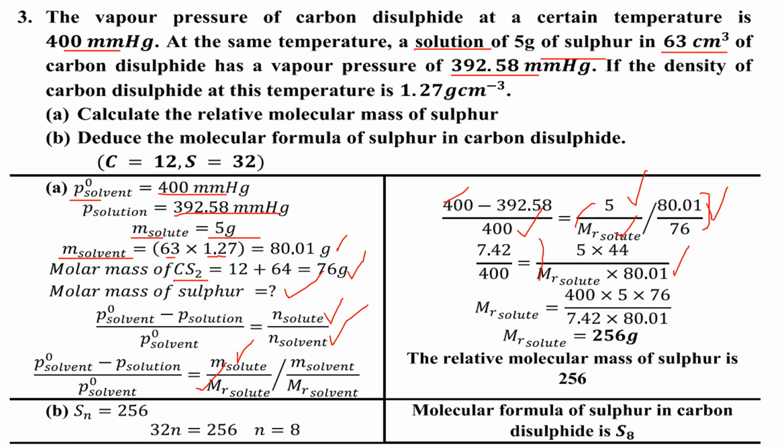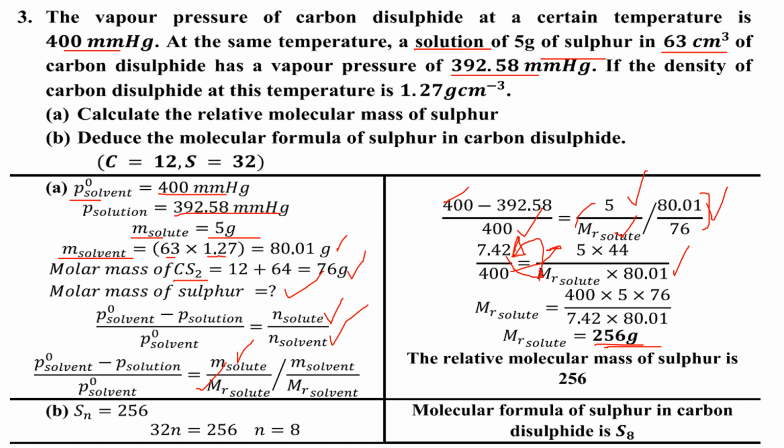Now this one goes up here, we cross multiply it back, and this one we cross multiply it this side. Now this one drops here, and then you end up with 400 multiplied by 5 multiplied by 76 divided by 7.42 multiplied by 80.01. So you're going to end up with your molar mass of the solid being equal to 256 grams.